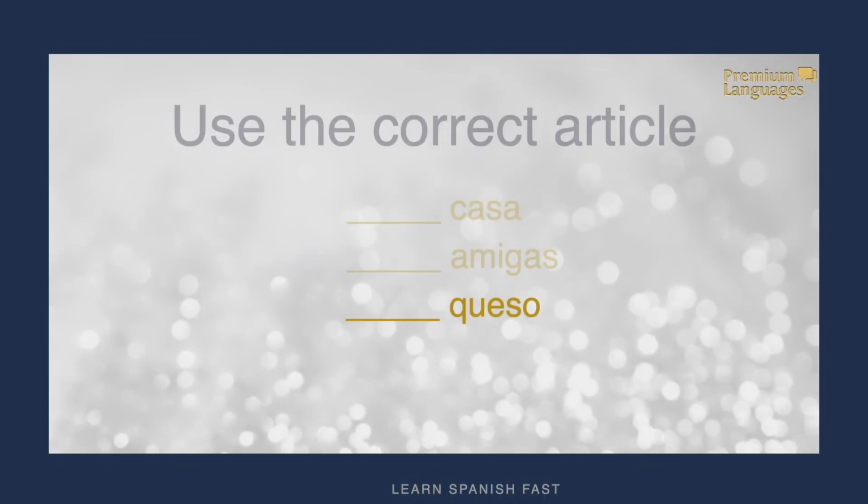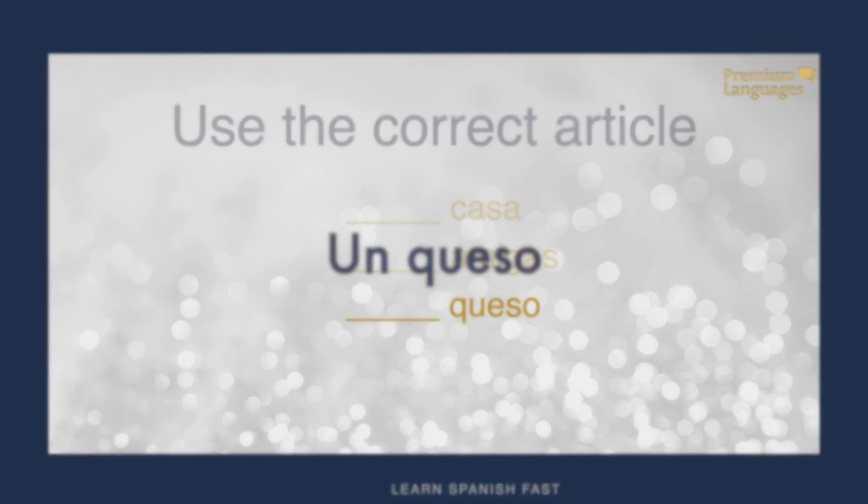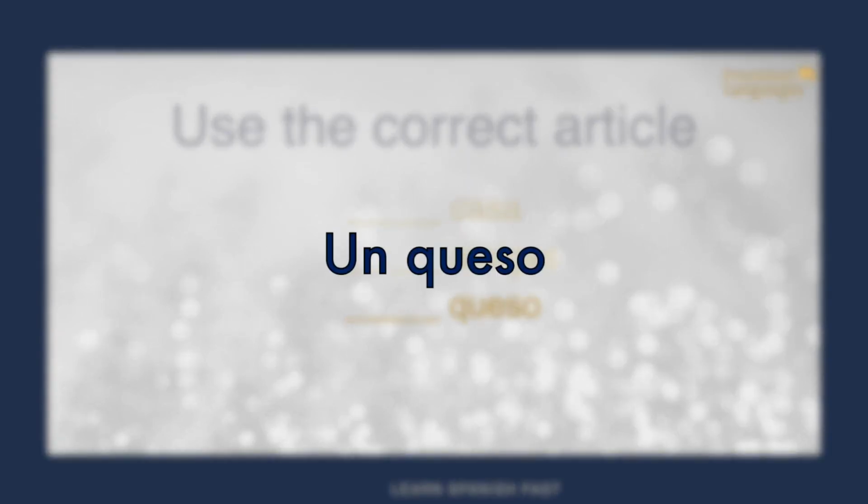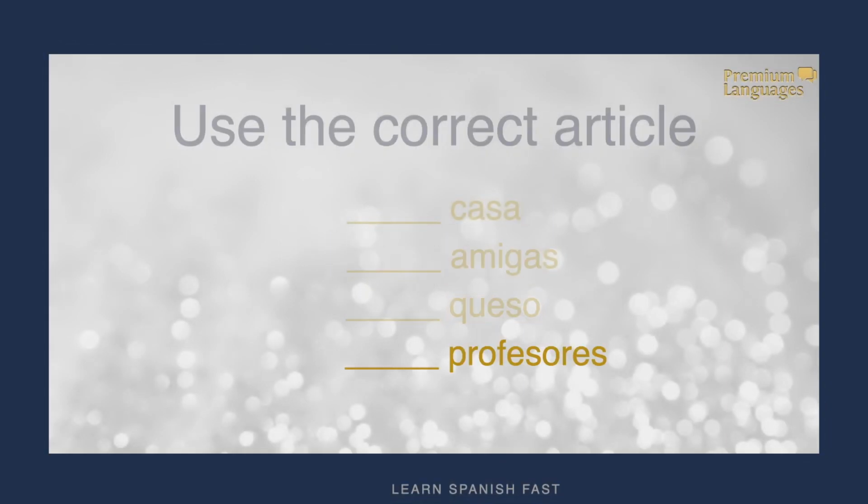Queso, cheese. Queso. If you look at the ending of the word, the O is telling us that it's a masculine word, and it's singular, un queso, a cheese, or a piece of cheese if you want.